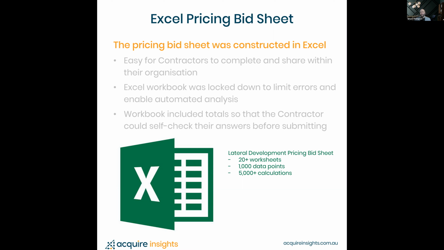So by putting some of the totals in and summing them up at the front, having a summary sheet allowed the contractor to self-diagnose any errors they found, and also do some rule-of-thumb checks on whether their bid is pretty much in the ballpark and accurate. So that means, again, reducing the errors before it even comes to us.